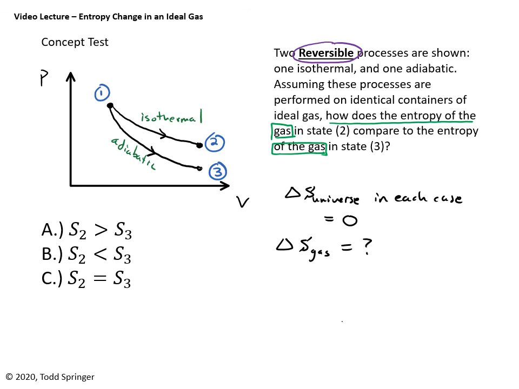Okay. And one more hint I will give you is go back to this definition, delta S for the gas is equal to the integral dQ rev divided by T. And see if that can help you answer the question A, B, or C.